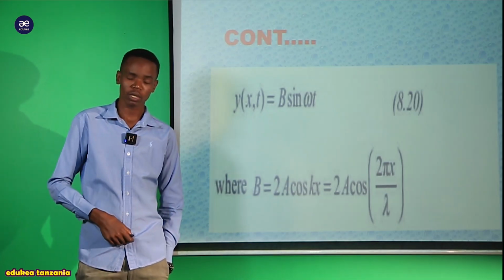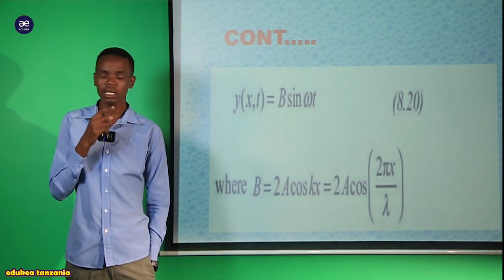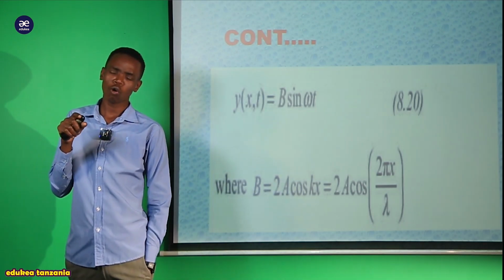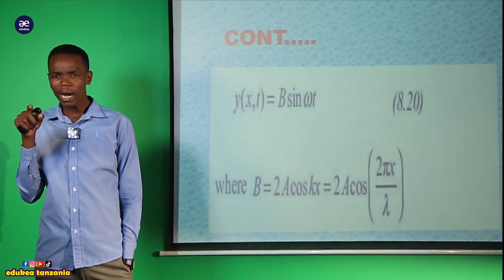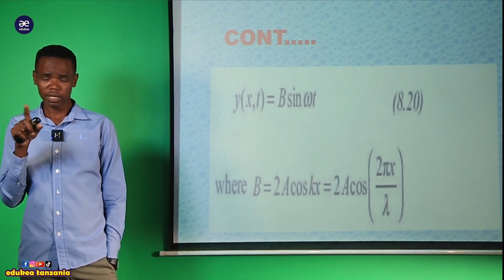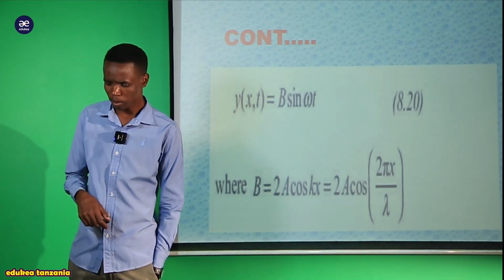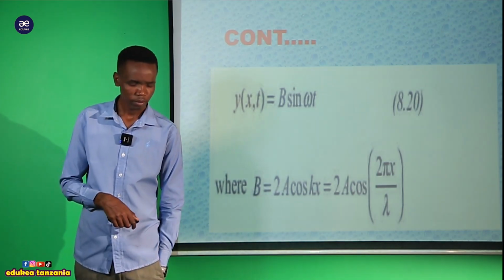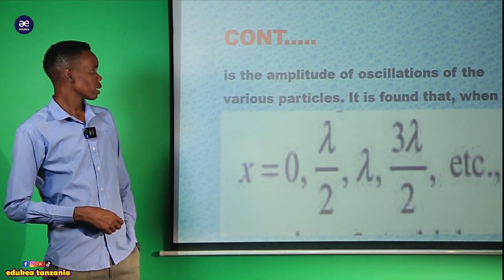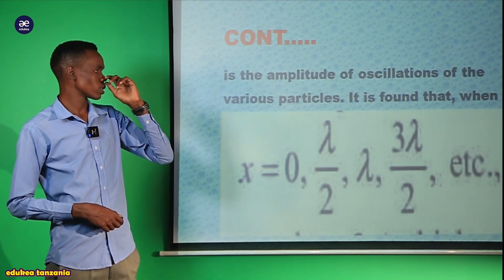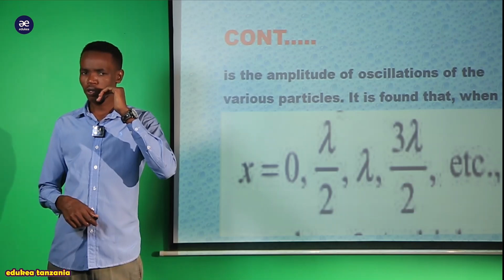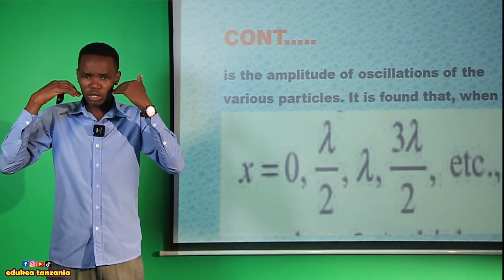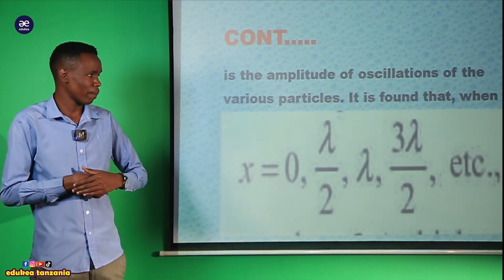Kwa ukisha substitute utapata kumbe DCB must be equal to b must be equal to 2a cosine of bracket the 2 pi x divided by the wavelength. Kwa ndo formula ya kuweza kumtafuta huyu b, my dear student, as we have been told on our discussion here. So after there, this is the amplitude of the oscillation of the various particles. Kwa yule b atakuwa ni amplitude of the oscillation of various particles.